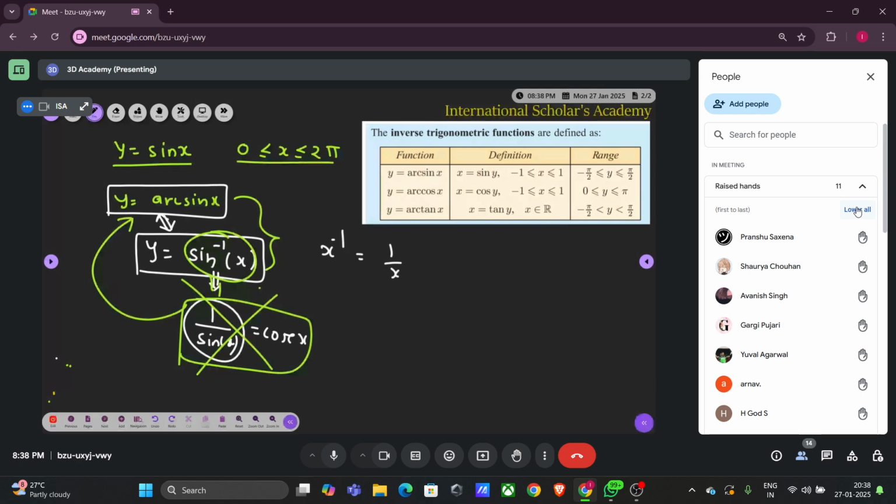Okay, very good. Now see, x equals sin y. Now see guys, what is its domain? Domain is from -1 to 1. So just imagine one thing.